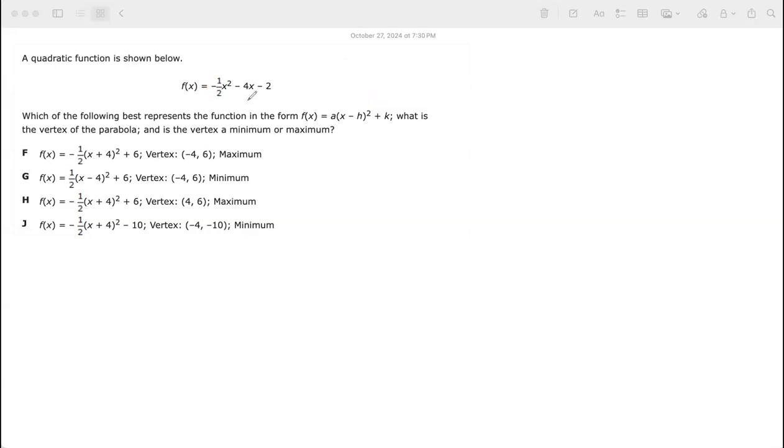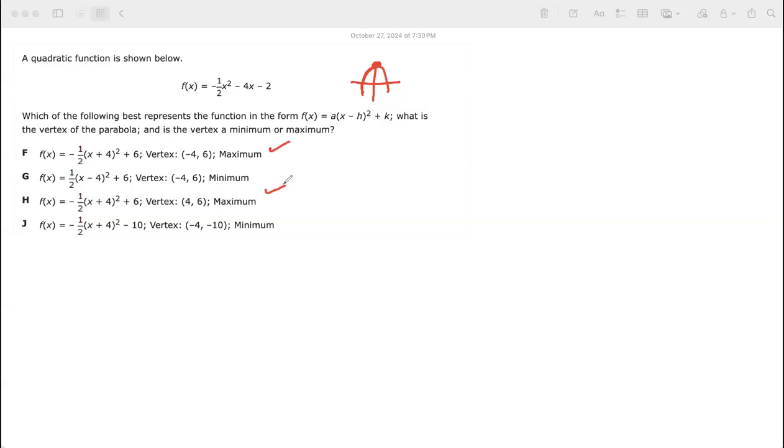There is a reflection. Do you see? So it is a downward facing parabola. Reflection on the x-axis is there. Having said that, it's a downward facing parabola, it's the maximum value because y has its maximum value here. So it is either this or this.